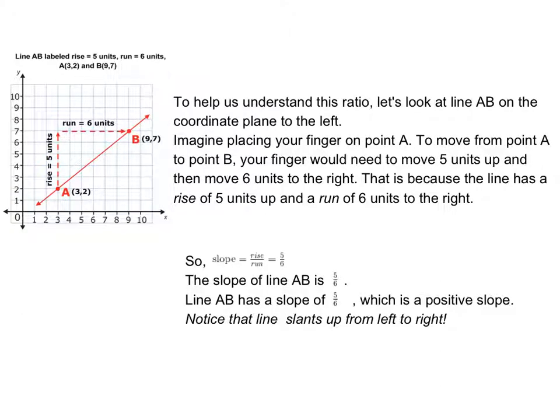So to help us understand this ratio, let's look at the line AB on the left here. If we were to take our finger and start at A, right here, to move from point A to B, going only up or down and left to right, we would have to go 5 units up and 6 units to the right. That's because the line has a rise of 5 up and a run of 6 to the right. So the slope is rise over run, or 5 over 6. So the slope of our line is 5/6, which is positive. Notice that the line slants up from left to right.